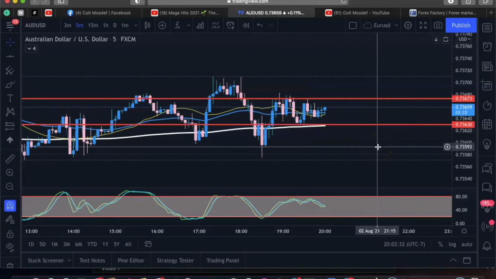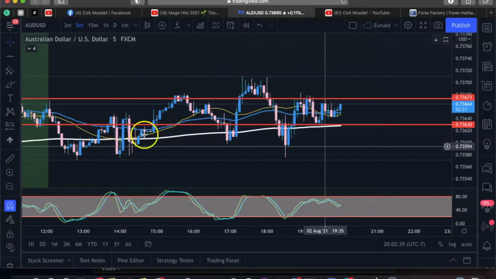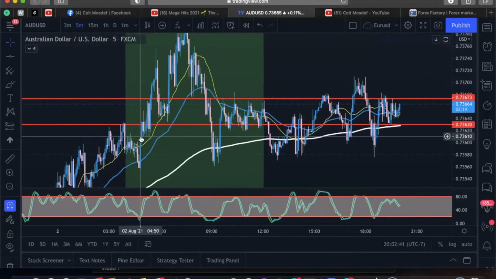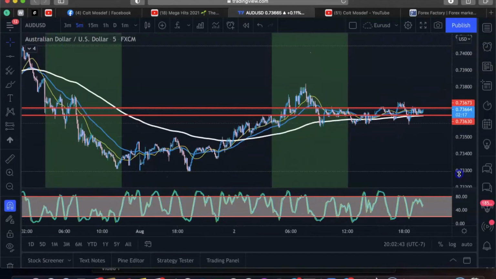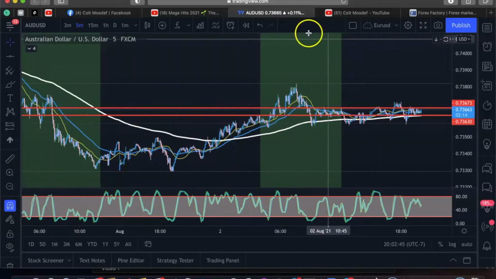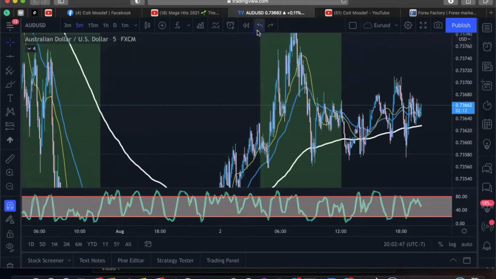Now here's a little hack. Usually when news comes out, it's most likely going to go in the trend that it's already in. So if we have news coming out on the AUD, we're already kind of in an uptrend, it looks like. Yeah, overall we're in an uptrend. You guys can see that we're in an uptrend, so it's most likely just going to continue to go up.